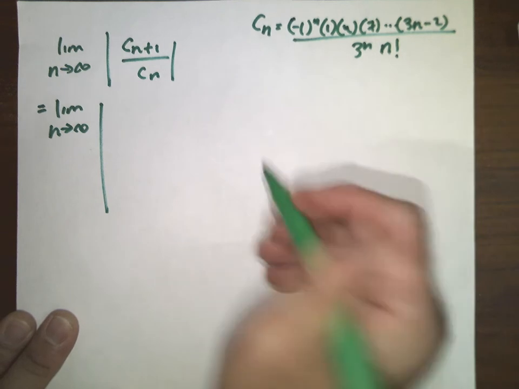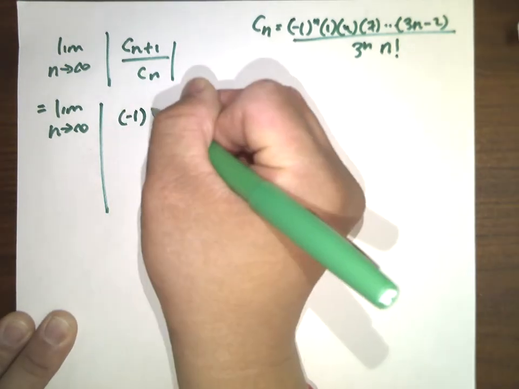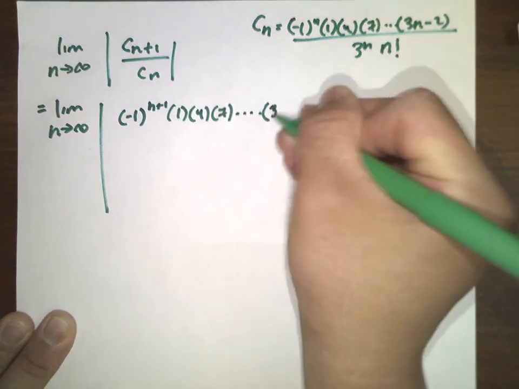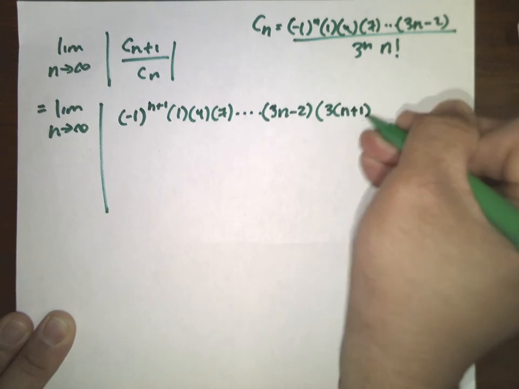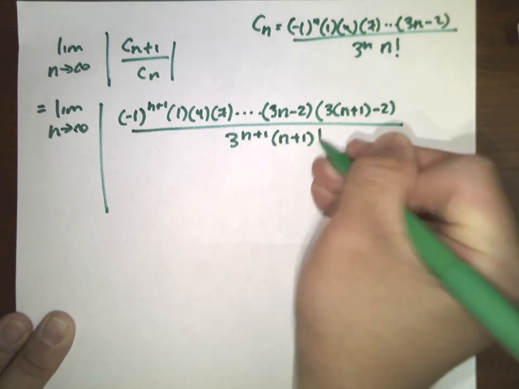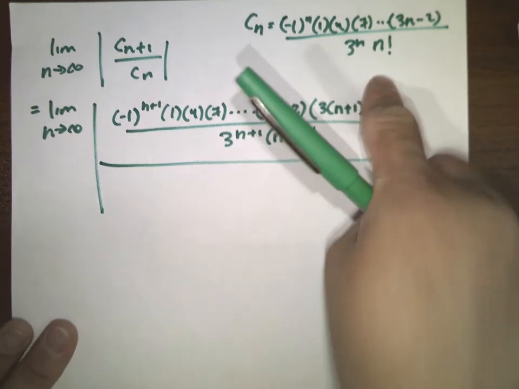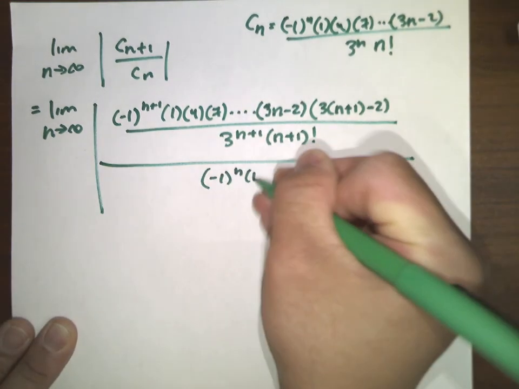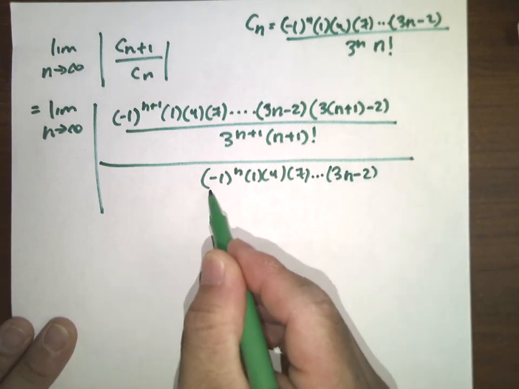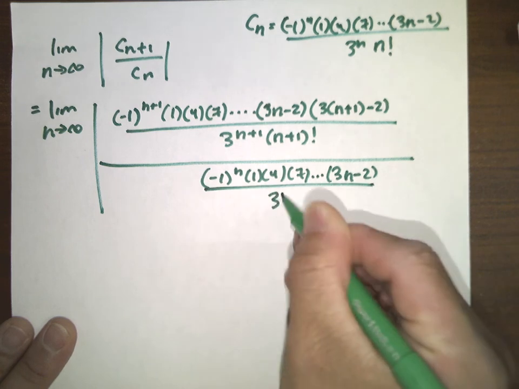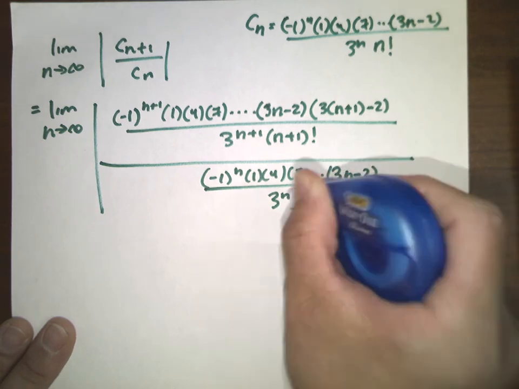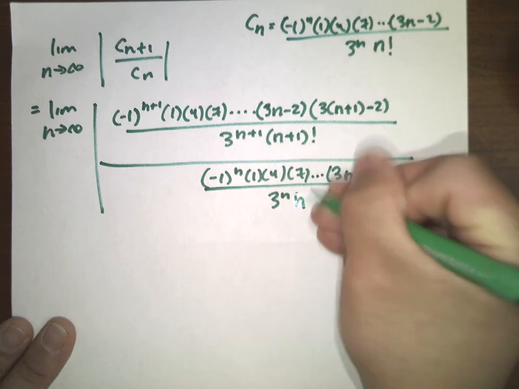So c_(n+1) will be (-1)^(n+1) times 1 times 4 times 7 all the way to 3n minus 2, and then 3 times (n+1) minus 2, and that's all over 3^(n+1) times (n+1) factorial. And then that's all over c_n, which is (-1)^n times 1 times 4 times 7 all the way to 3n minus 2, all over 3^n times n factorial.